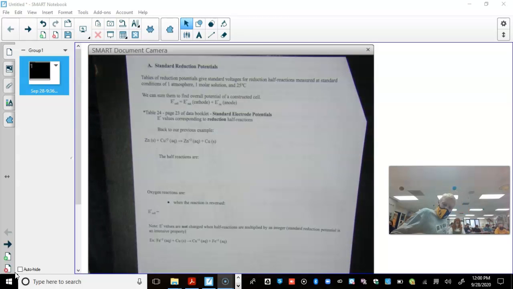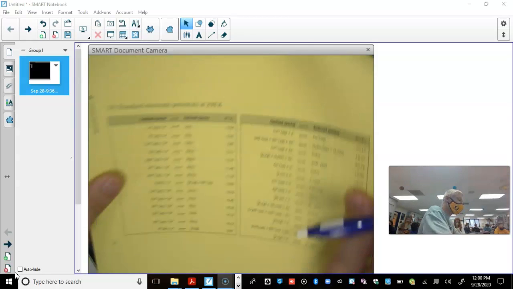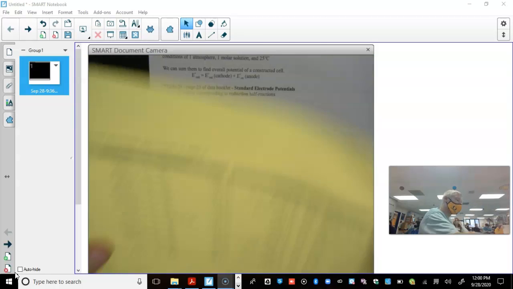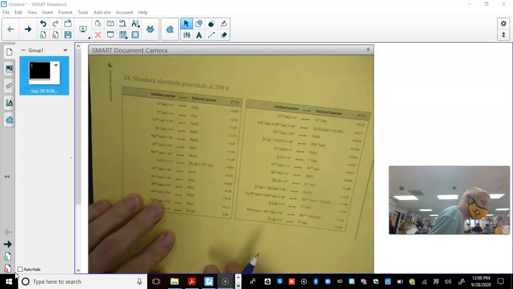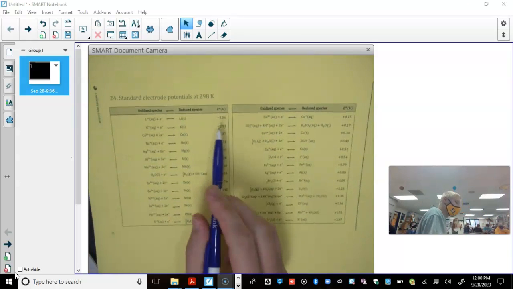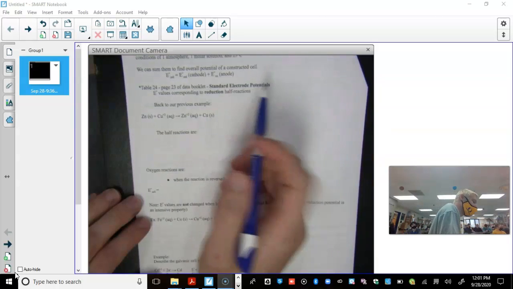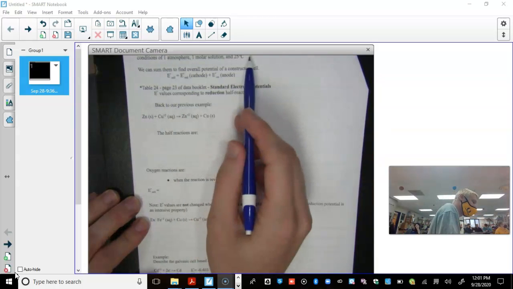Alright, standard reduction potentials. That's what I showed you here on page 23. All those are standard electrode potentials. We've got negative ones here and positive ones here, but the electrode difference, what was that we were talking about? Yeah, the difference is going to be positive. Yeah, that was the table.